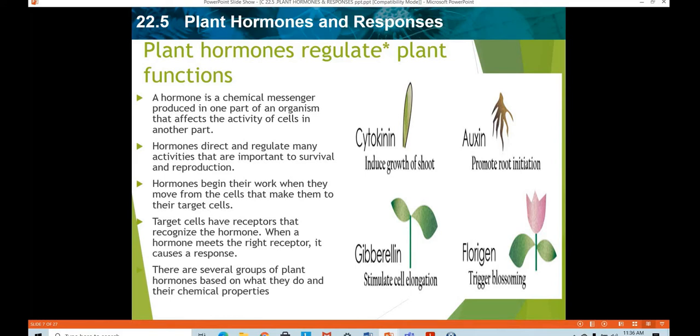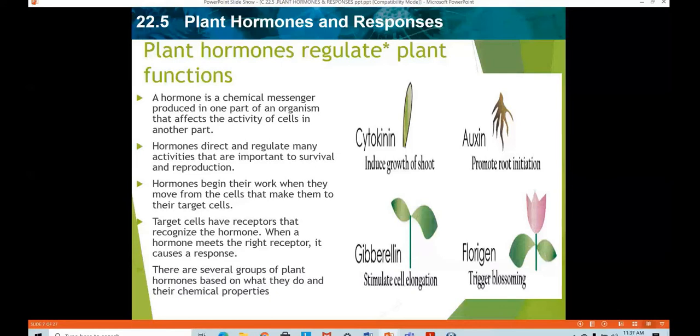A hormone is a chemical messenger produced in one part of an organism that affects the activity of cells in another part. Okay, we know how the hormones work even in the human body. So hormones direct and regulate many activities that are important to survival and reproduction. Hormones begin their work when they move from the cells that make them to their target cells. Target cells have receptors that recognize the hormone, and when a hormone meets the right receptor, it causes a response.